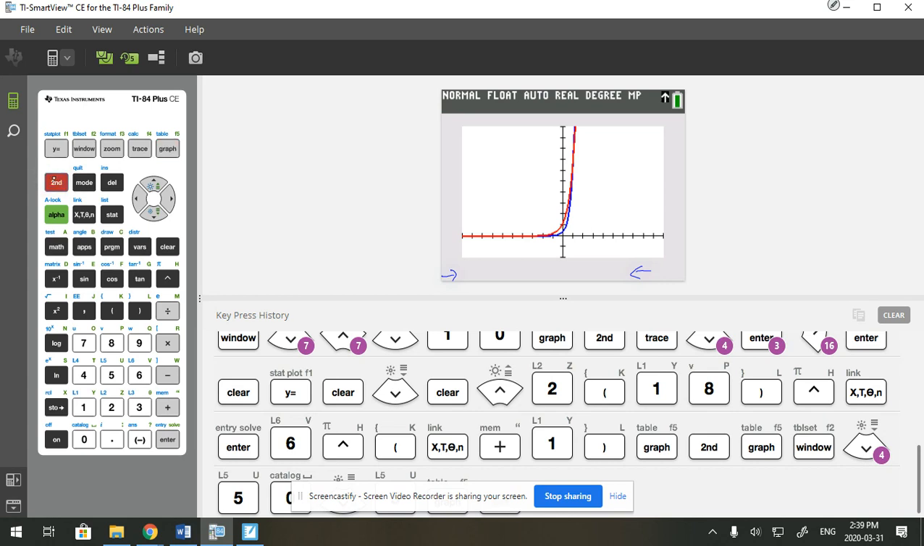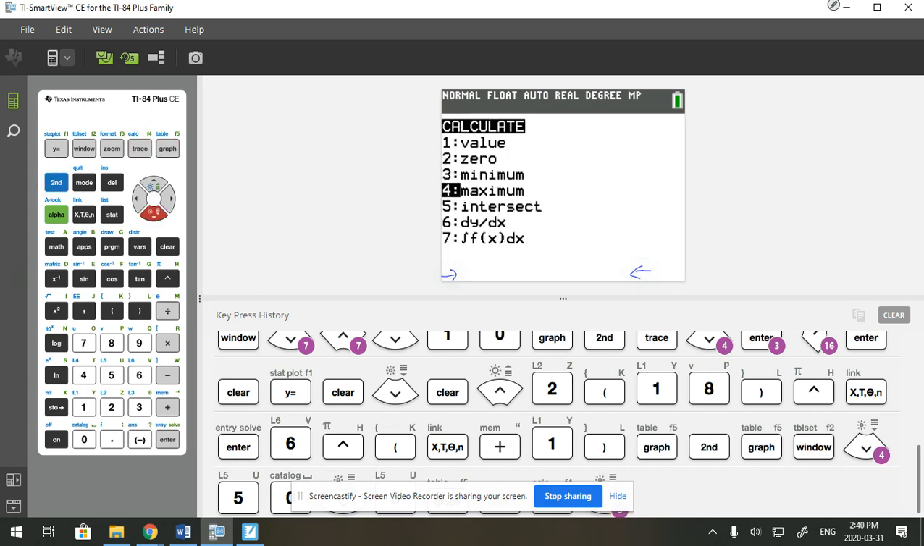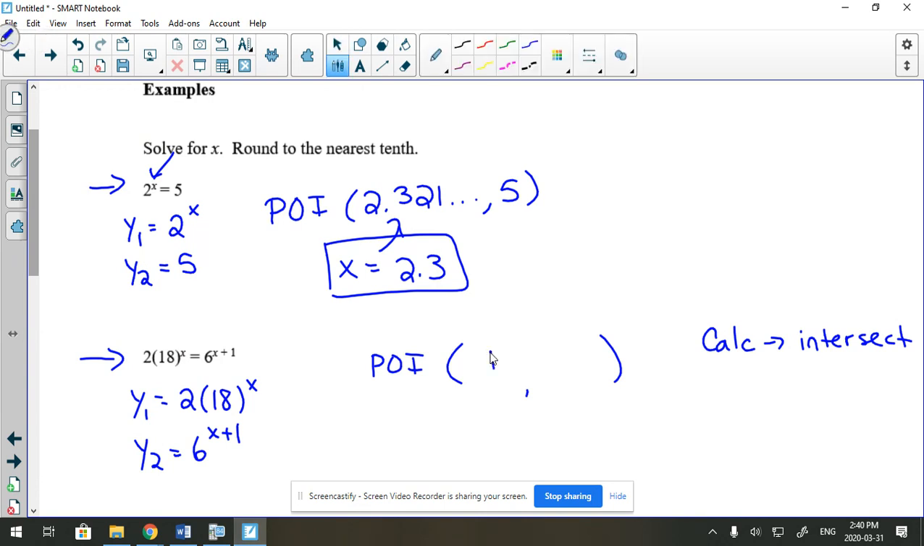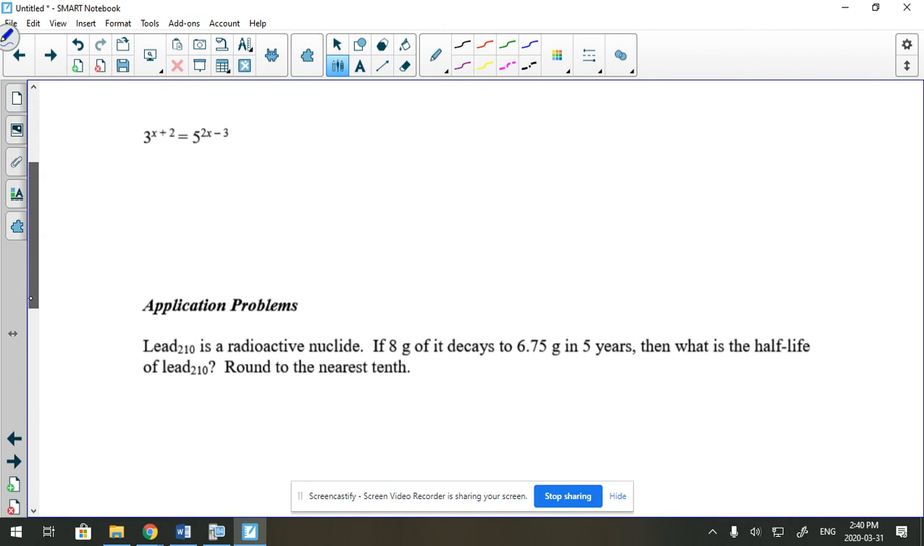So you're going to go to second calc, go down to intersect, hit enter, enter, and then make a good guess of where they intersect. About there. And now we have our point of intersection, which is 1, 36. Your x value is your solution. And that one's done. The rest are similar. You can try some of those out on your own and make sure you're getting the same values and know how to work your calculator. Let's skip to an application problem.